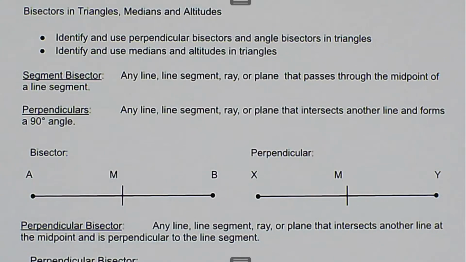We are talking about bisectors and triangles, medians and altitudes. We're going to identify and use perpendicular bisectors and angle bisectors in triangles, and we're going to identify and use medians and altitudes in triangles.